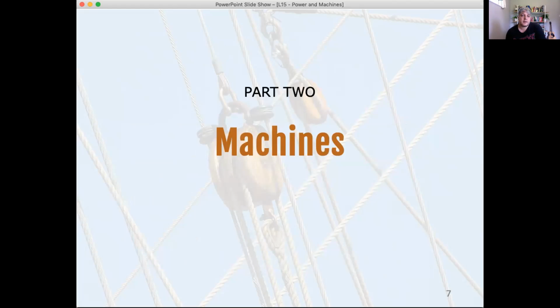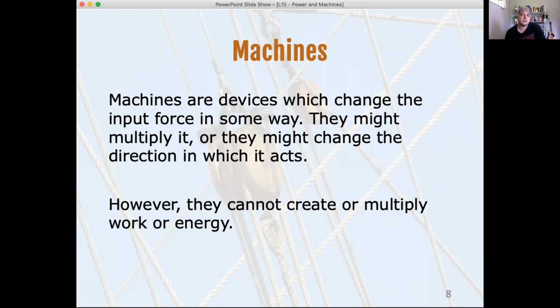The next part of this is going to look at machines. So a machine is simply a device which changes the input force in some way. They might multiply it, they might change the direction in which it acts, or they might do both. They cannot create or multiply work or energy. Remember, conservation of energy says energy can't be created. Work is just energy, so we can't just create energy in a machine. All a machine can do is transform that energy. That's all we can do.